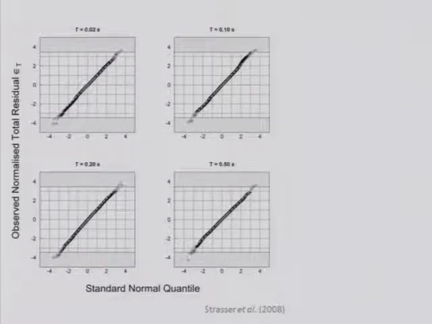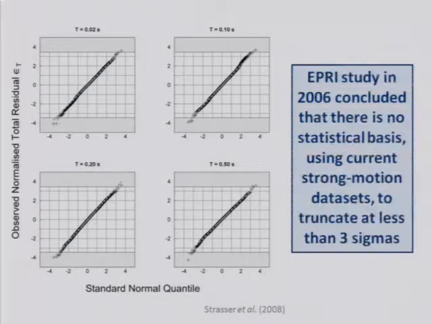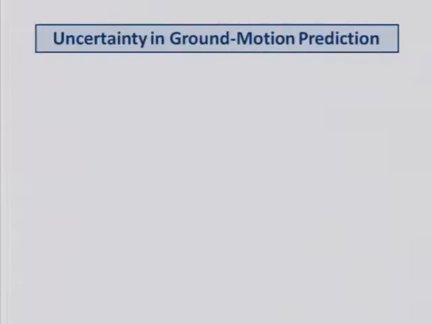And that's in there in the data, and we've examined those high epsilon values, and they can't be assigned to any particular physical cause, and therefore we can't remove them from the model. So in a 2006 study for EPRI, which is going to be referred to today for other reasons, it was concluded that there is no basis currently to truncate the ground motion distribution at less than 3 sigmas. So truncating sigma isn't a way out in the near future.